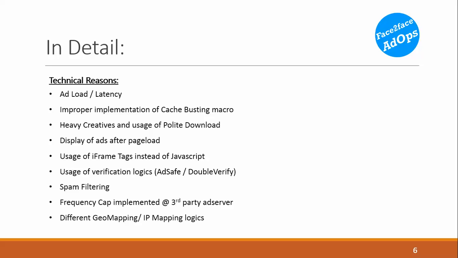Last one, different geomapping, IP mapping logic. There are several geomapping logics. Every ad server is capable of recording stats based on geo. So a particular campaign ran in Europe, or let's say in India and UAE, and the ad server can record much more granular detail, like from each city how many impressions or clicks were received, or from each country how many impressions or clicks were received.